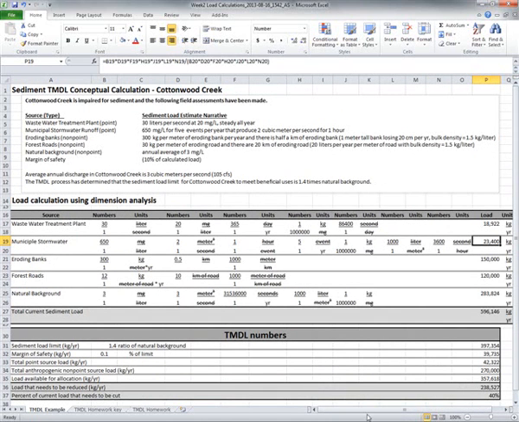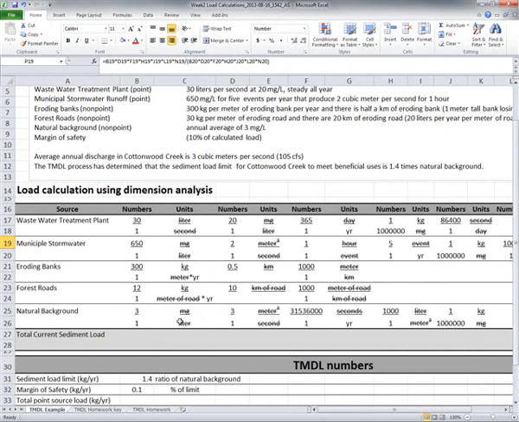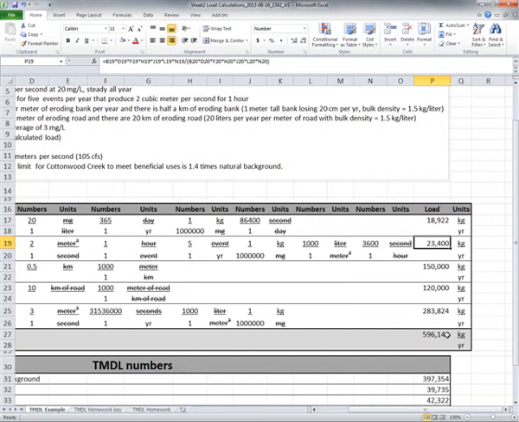So if I zoom back out now, then I'm going to reference these numbers that I've calculated up there. So quickly looking at natural background, I said I had 3 milligrams per liter as an annual average, and I've got 3 cubic meters per second as an annual average flow. Then I need to get from seconds to years, and from liters to cubic meters, and the meters need to cancel out, and milligrams to kilograms again, and so I come up with my natural background sediment concentration here.